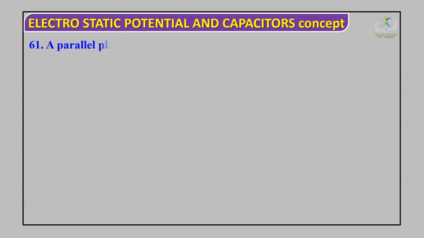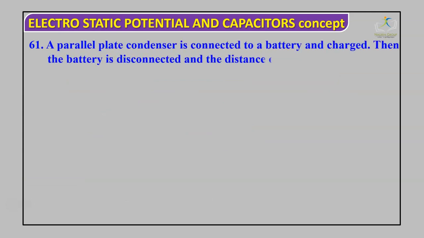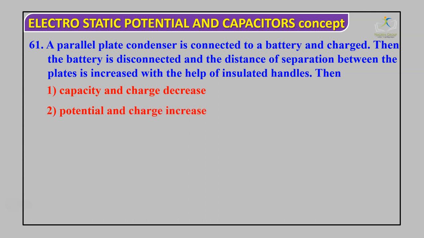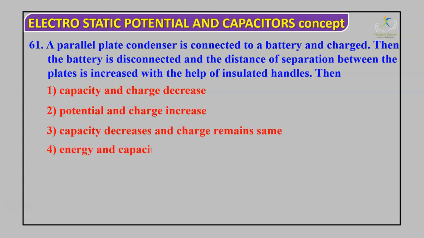Next question we have. A parallel plate condenser is connected to a battery and charged. Then the battery is disconnected and distance of separation between the plates is increased with the help of insulated handles. Then capacity and charge decrease. Potential and charge increase. Capacity decreases and charge remains same. Energy and capacity decrease.